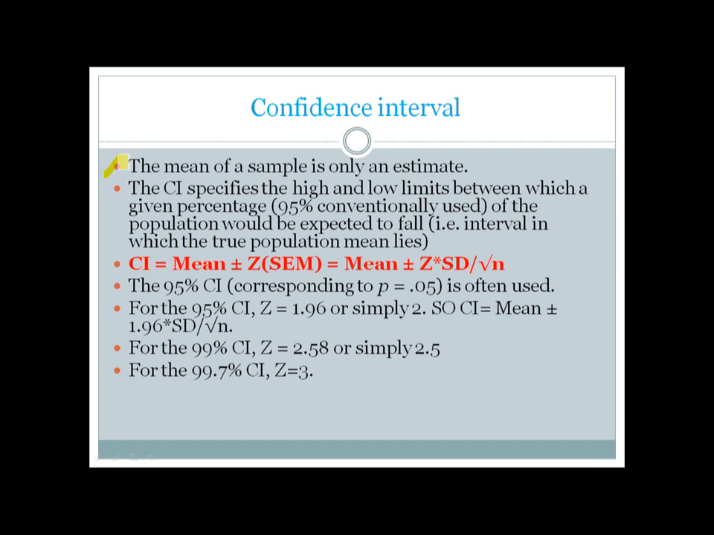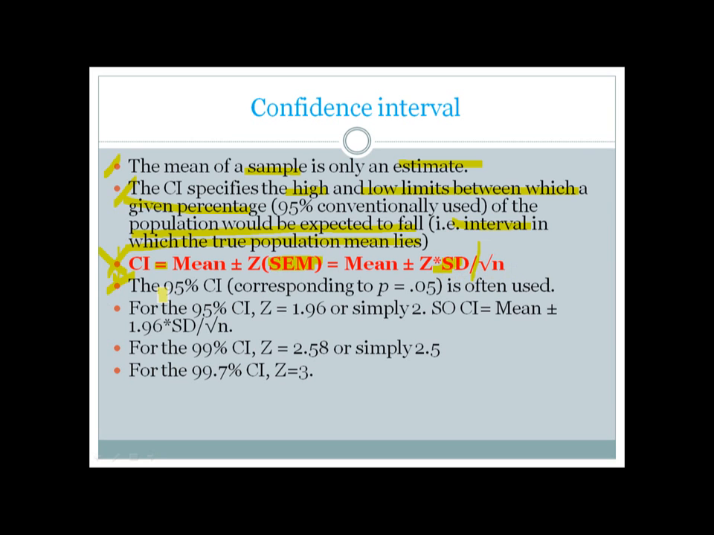So actually the mean of a sample is only an estimate, and the confidence interval specifies the high and low limits between which a given percentage of the population would be expected to fall, meaning the interval in which the true population mean lies. So confidence interval is calculated by this equation. Confidence interval is equal to mean plus minus z-score multiplied by standard error of the mean. And as you know, the standard error of the mean is equal to standard deviation divided by root over n.